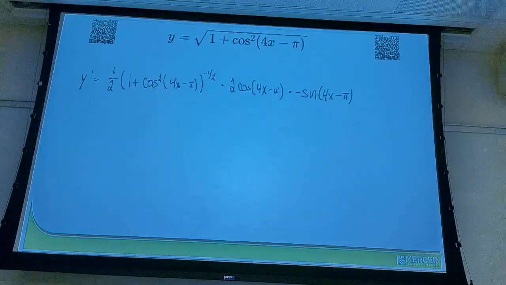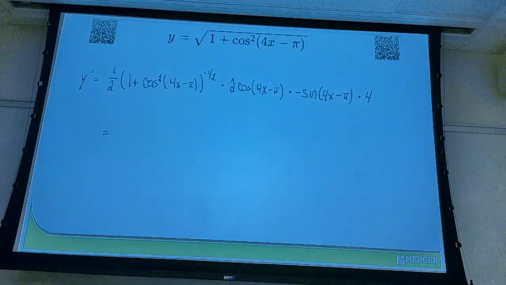What kind of function are you taking the sine of? Difference, so term by term. What's the derivative of x? What's the derivative of pi? 0. Now simplify. That was the calculus step. Everything else is algebra.